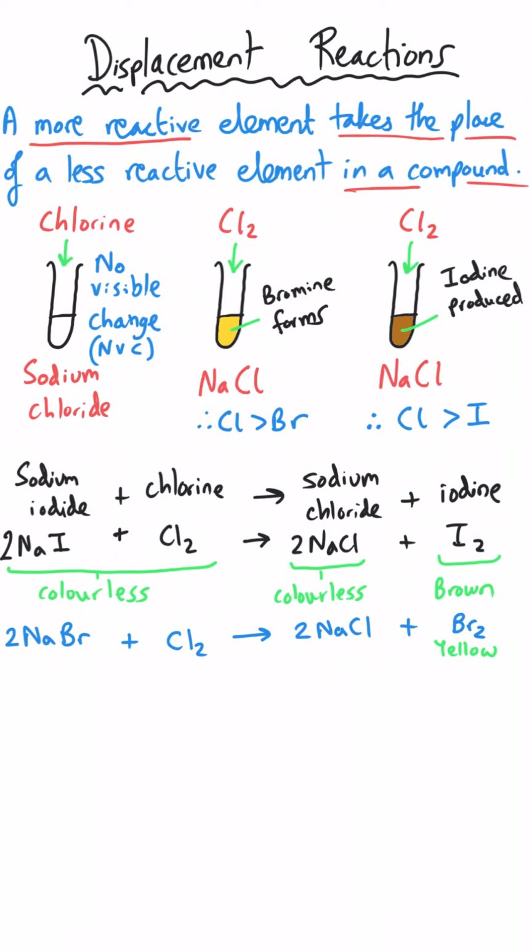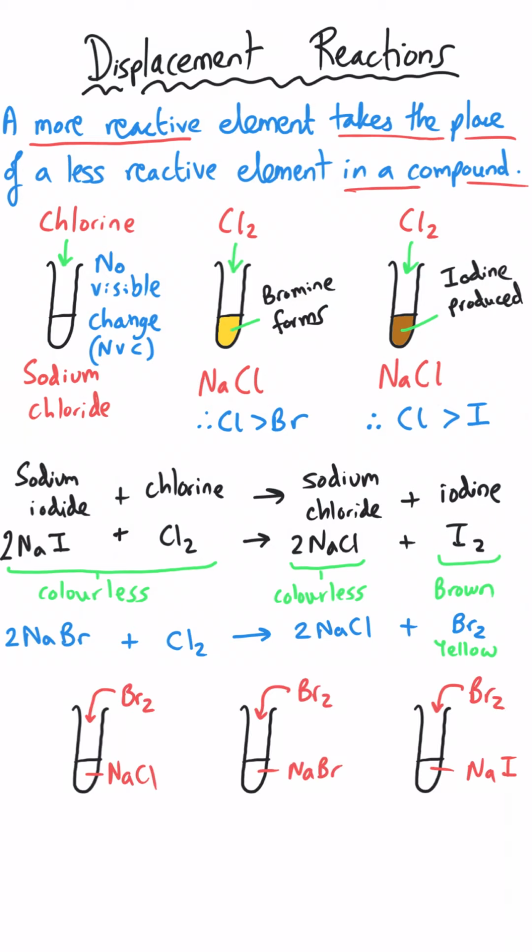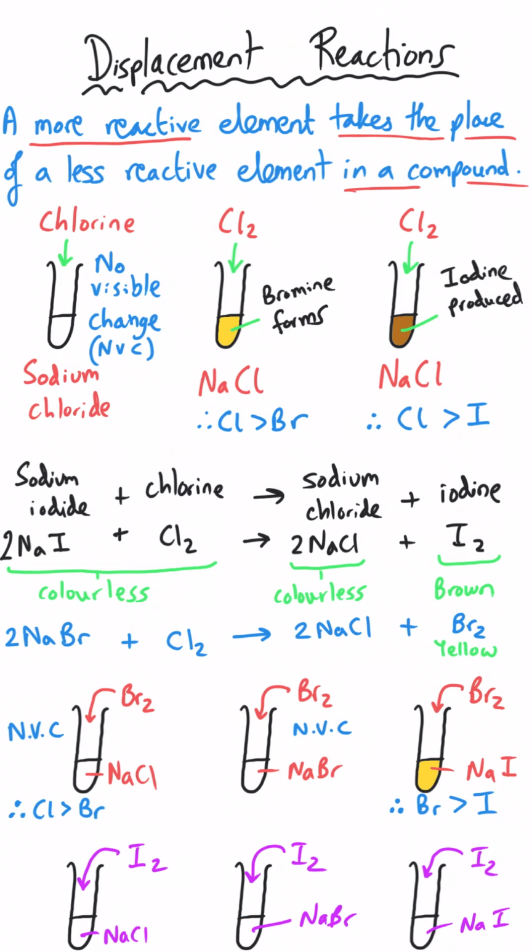So this series of chemical reactions can be repeated, only this time you add bromine to sodium chloride, sodium bromide, sodium iodide, and you'd only expect one reaction because bromine is more reactive than iodine. If you repeated it with iodine adding to the 3 different sets of solution, you would expect no positive results at all, proving that iodine is the least reactive of these 3 halogens.